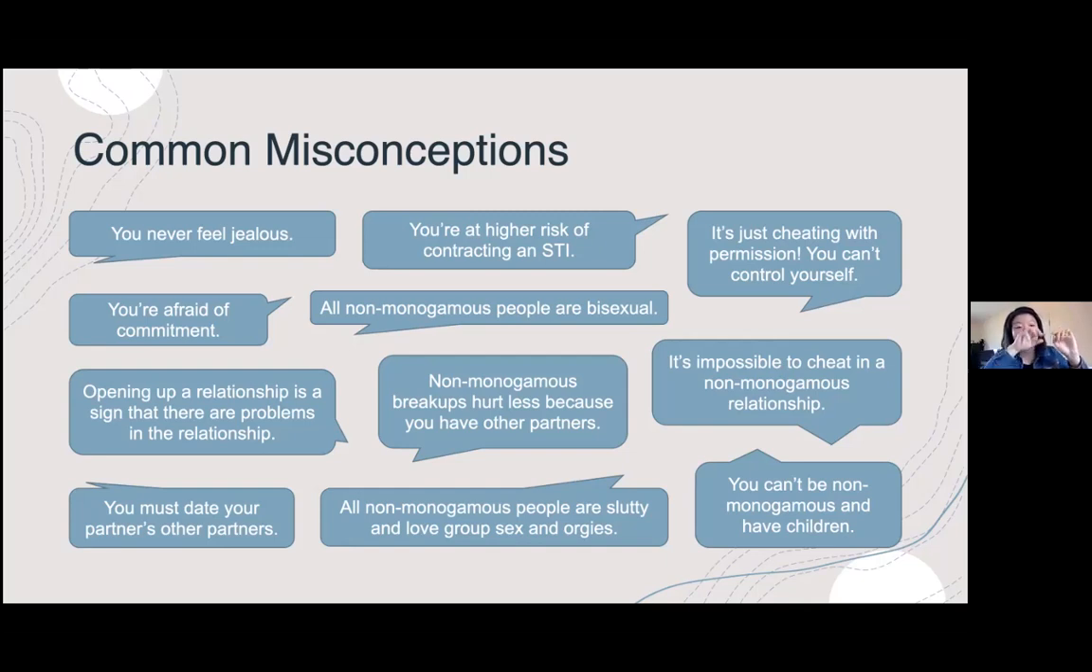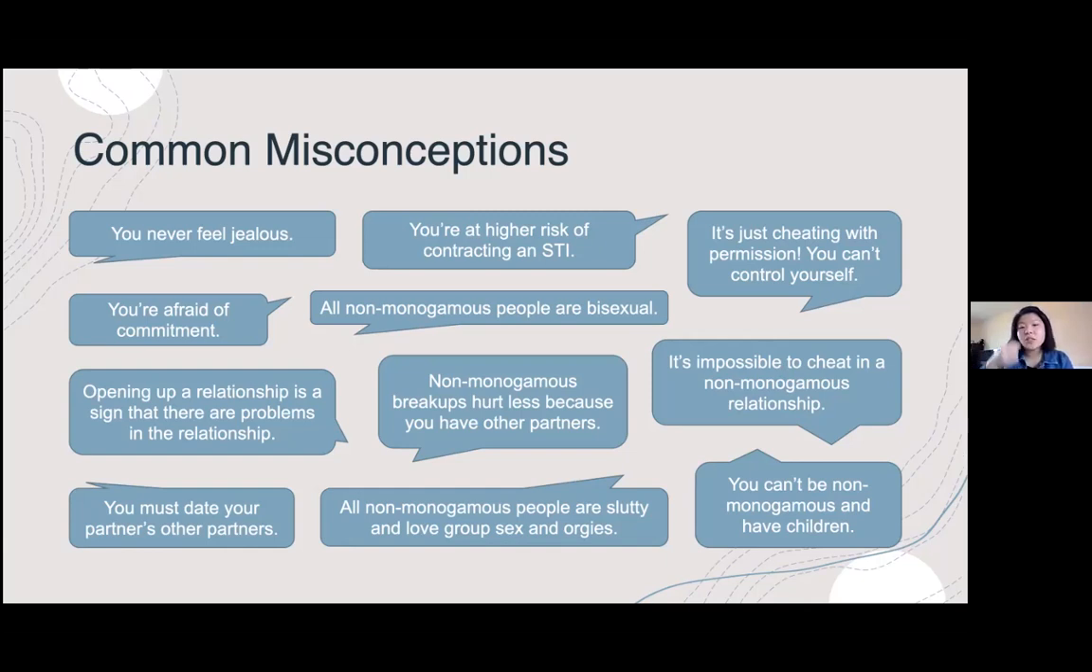Some of them are Vs, which is where one person's dating two people, and they're not dating each other. You can have quads, which is 4 people, all dating each other in some kind of configuration. Or you can have whatever configuration you want. You can have great networks that span across countries and continents. It's just whatever you want it to be. So yeah, you don't have to date your partner's other partners. You can have whatever relationship with them that you and them are comfortable with.